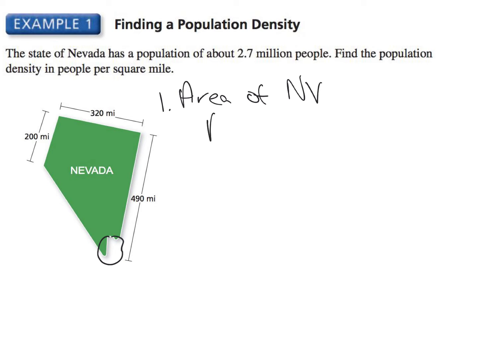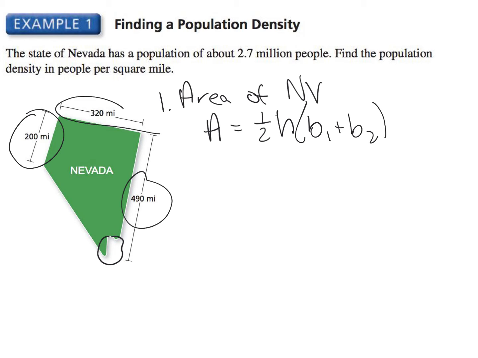So the formula for a trapezoid is 1/2 height times base 1 plus base 2. Now, since it is slightly sideways in this case, we have base 1, base 2, and the 320 is our height. Whichever two pieces are on the top and the bottom, think like parallel pieces, those are your bases. So 1/2, 320 times 200 plus 490.